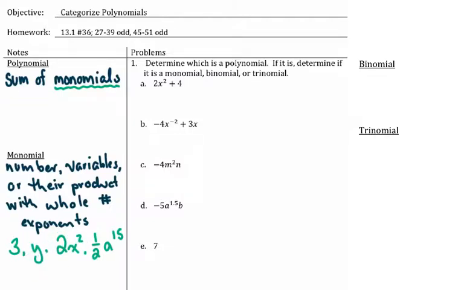It's the sum. So we could have something like, let's look at number 1, a. If we've got, determine which is a polynomial. If we've got 2x squared plus 4, you'll see it's a sum. And this is like here, and 4 is like 3, it's a number. So here our first example is a polynomial.